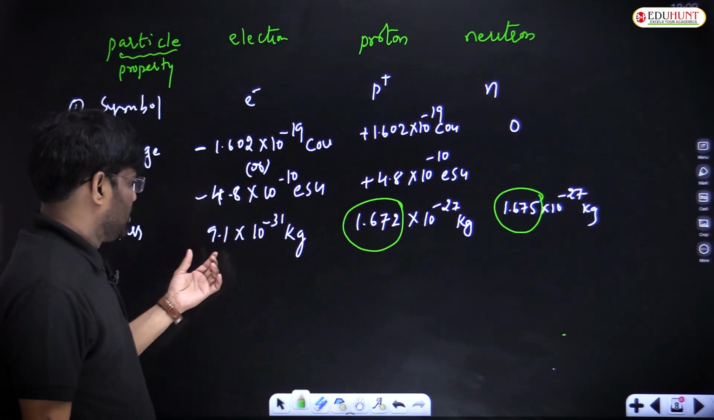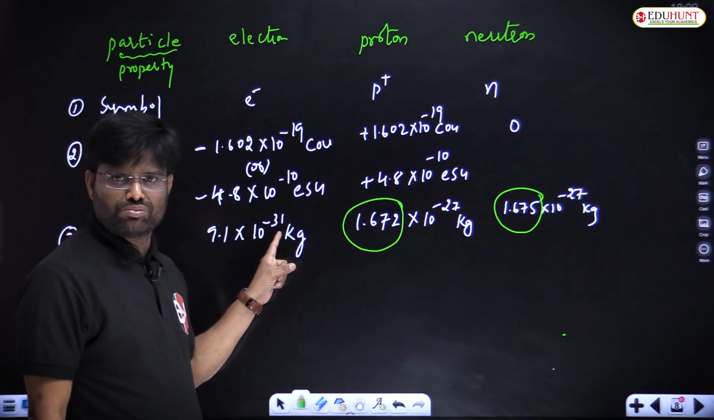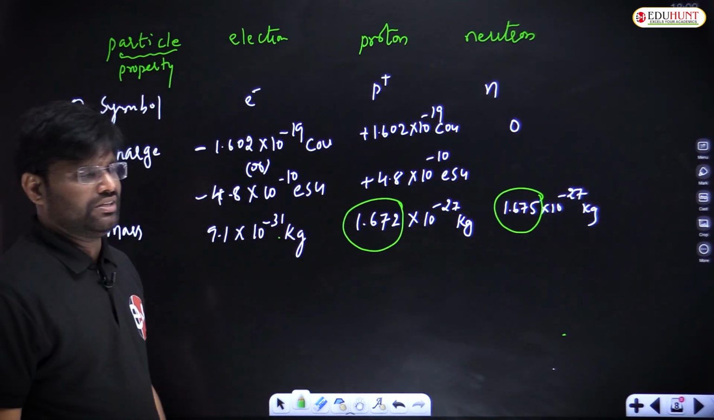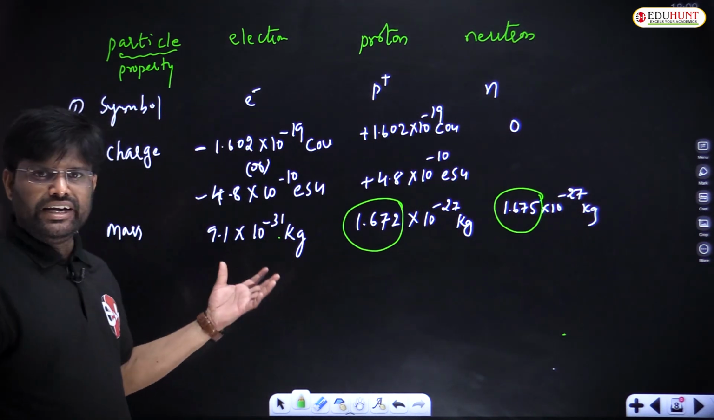This is about 9.1 into 10 power minus 31 kgs. This is very small. The mass of electron is very less, minus 31 kgs. This is in kgs. I want it in grams.